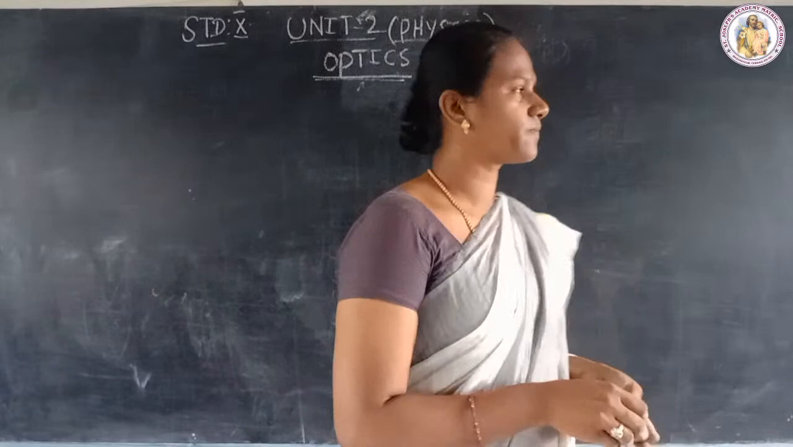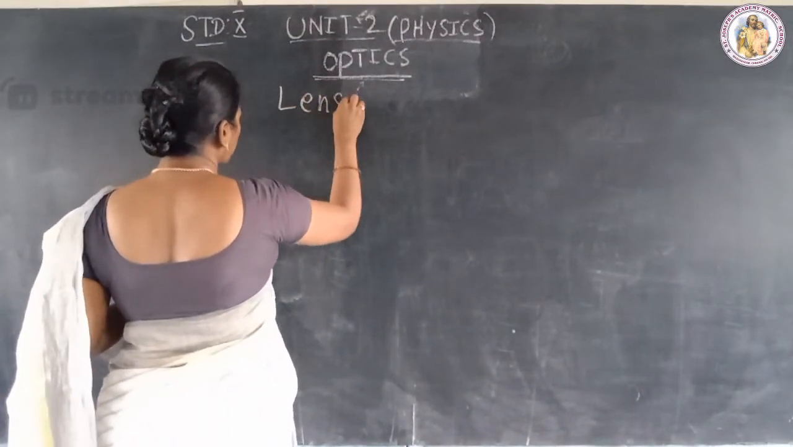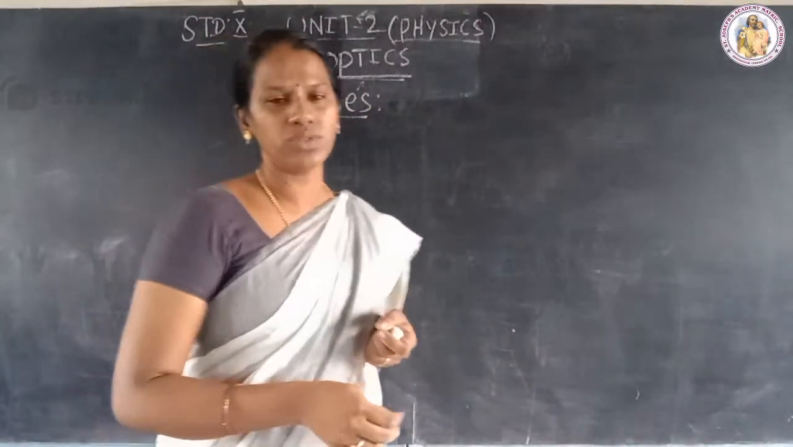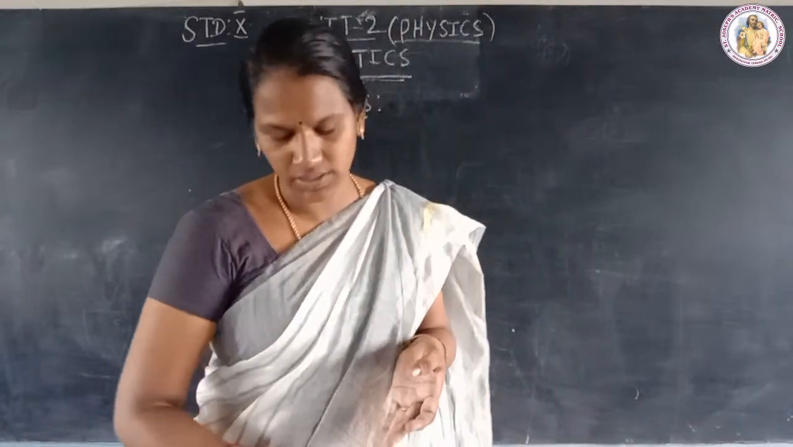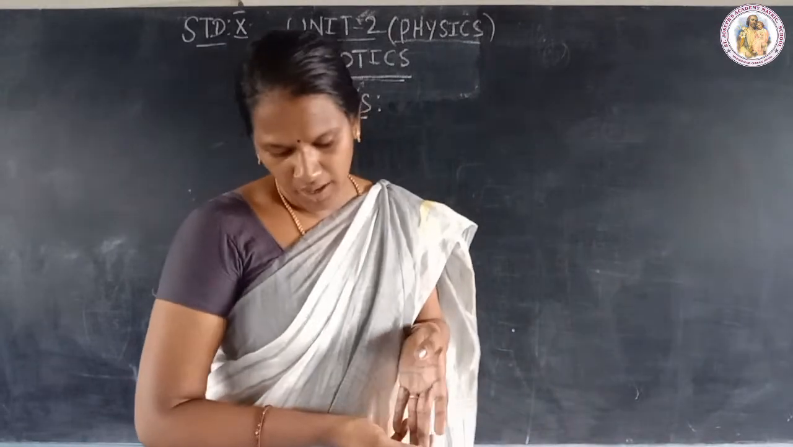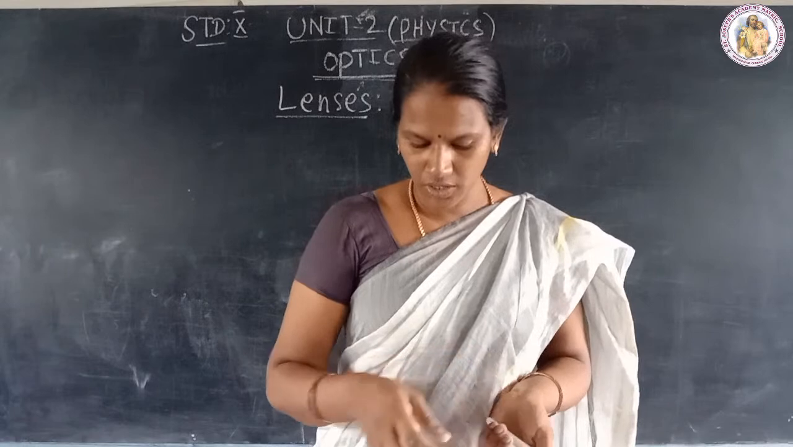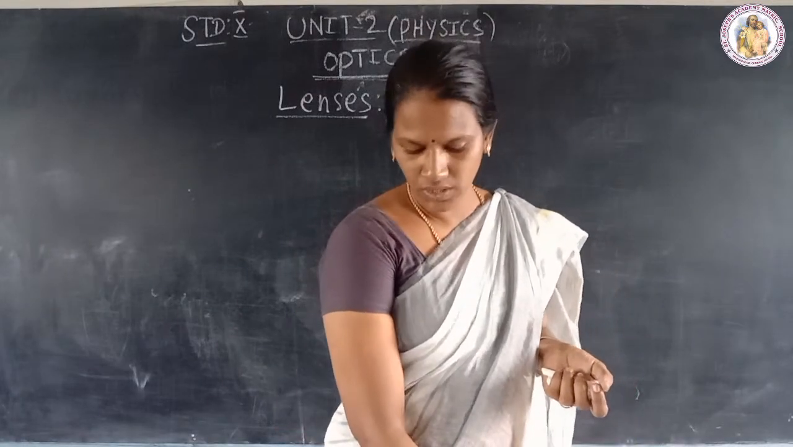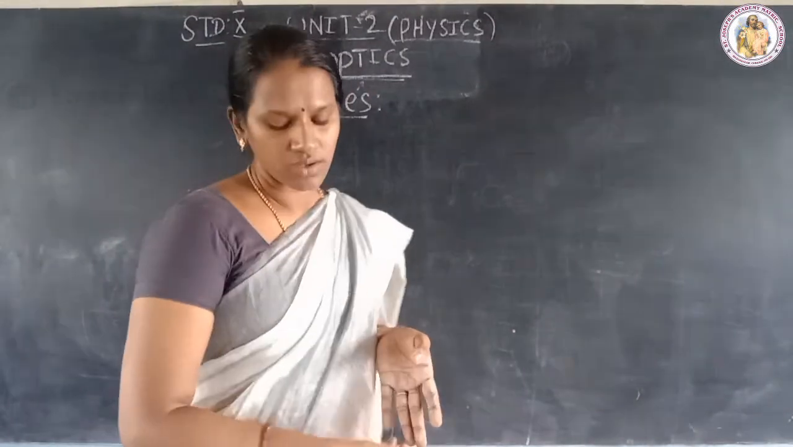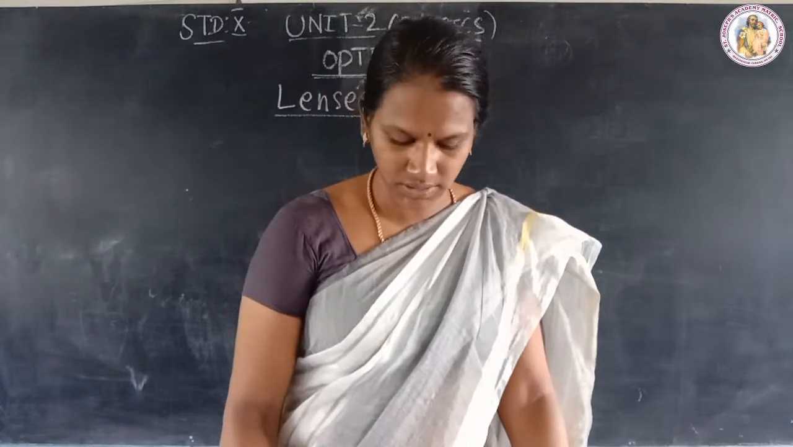So in this class we are going to start with the lenses. What is meant by lenses? How are the lenses formed? Where are we using the lenses? Lenses are used in cameras, in magnifying glasses, and in mirrors, to enlarge the images. The convex lenses we use in cameras and magnifying glasses.